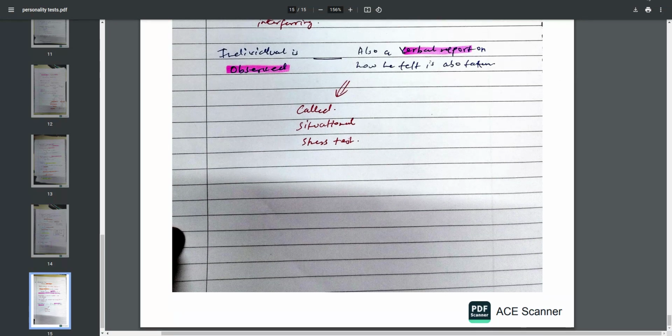Okay, that's it. These are all the methods of how personality is assessed. So hope you understood something.